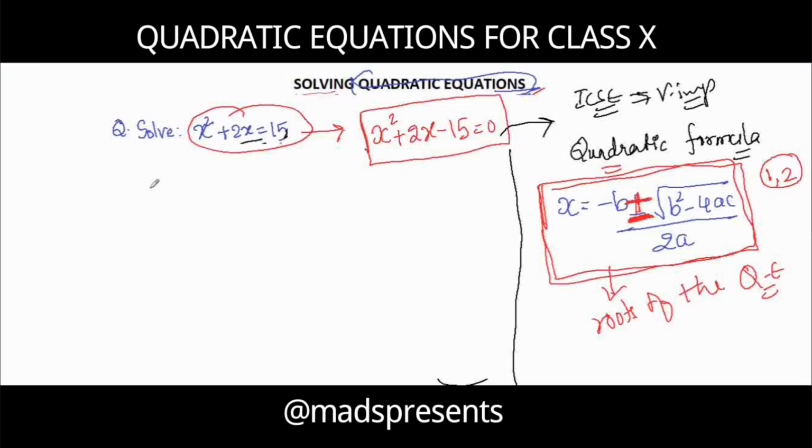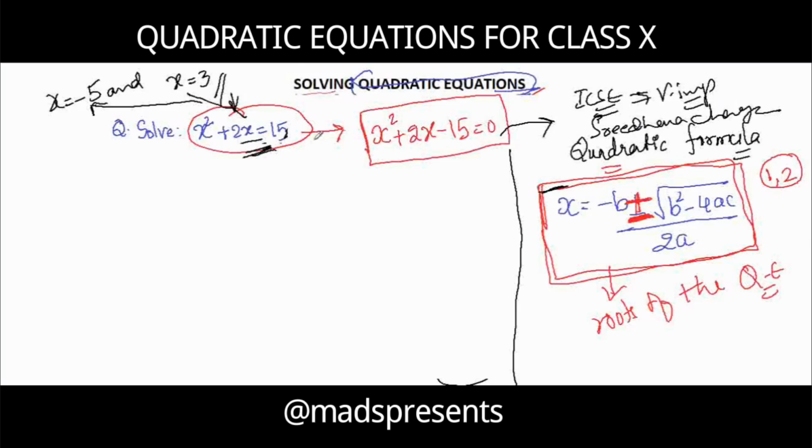By solving using splitting the middle term, I got x is equal to minus 5 as one value and x is equal to 3 as another value. So by using splitting middle term, we get minus 5 and 3 as the roots of this quadratic equation. Similarly, we can solve this quadratic equation using the quadratic formula, which is also called the Sridharacharya formula.